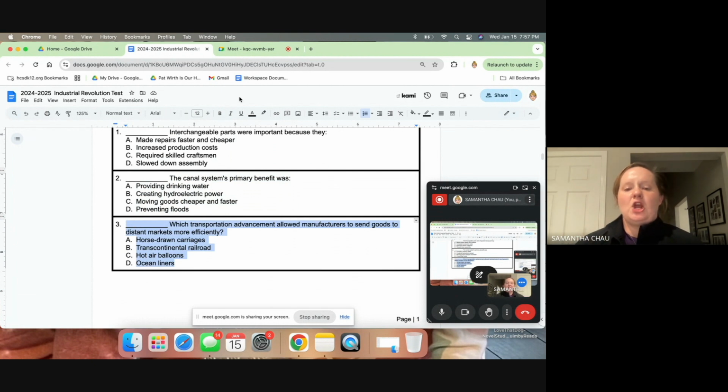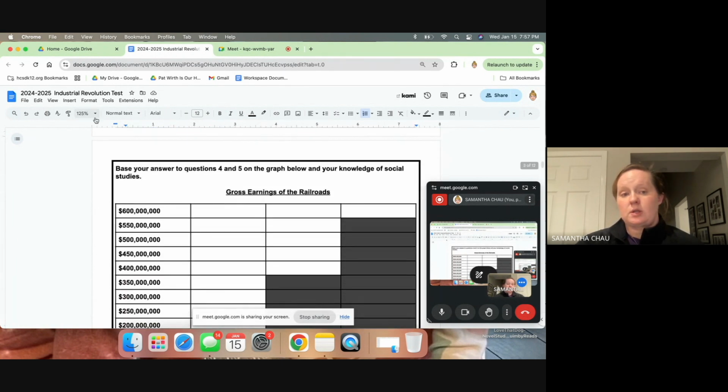Number 3, which transportation advancements allowed manufacturers to send goods to distant markets more efficiently? Horse-drawn carriages, transcontinental railroad, hot air balloon, ocean liners. Oh, this one's a tricky one. Here we go. I'm going to zoom out for this one.